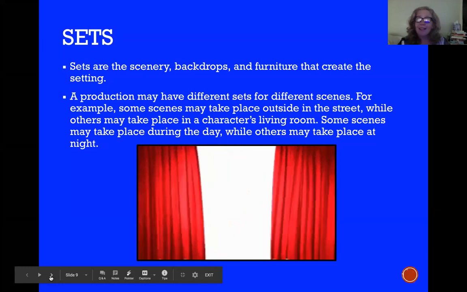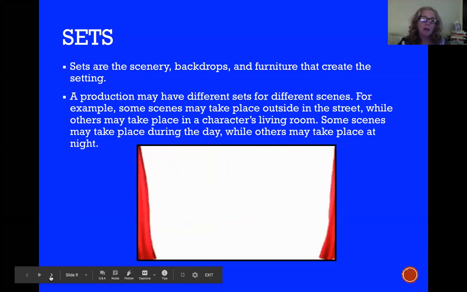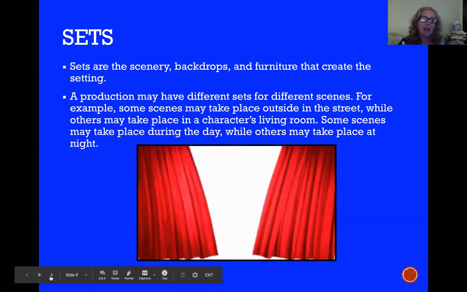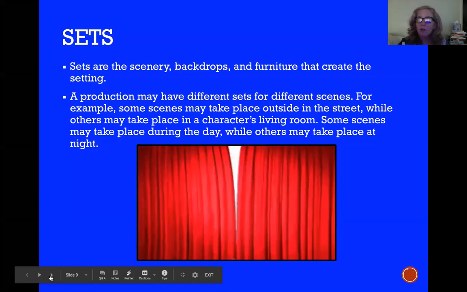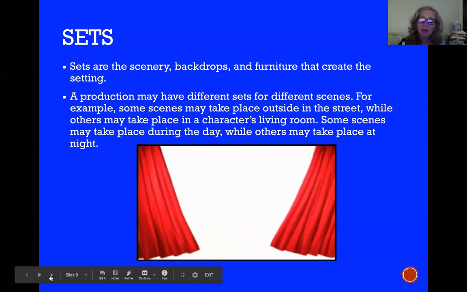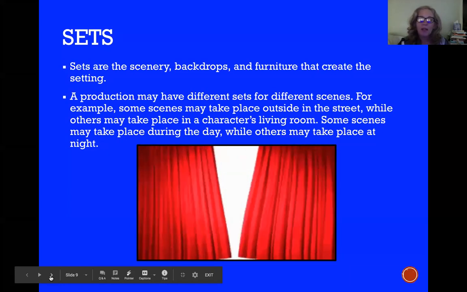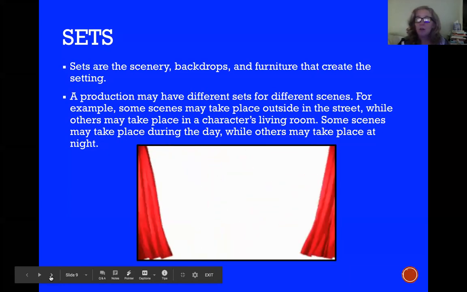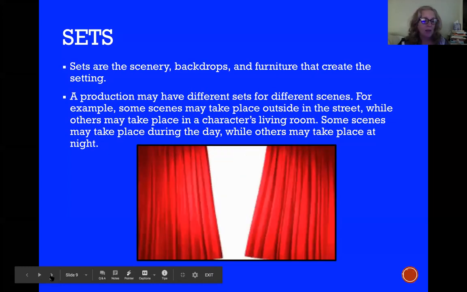Let's move on to sets here. Sets are the scenery, backdrops, and furniture that create the setting. And a production may have different sets for different scenes. For example, some scenes may take place outside in the street, while others may take place in a character's living room. Some scenes may take place during the day, and others may take place at night.